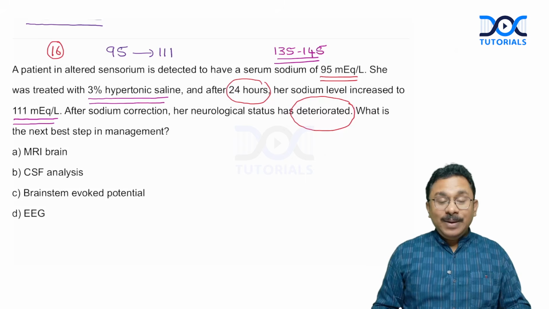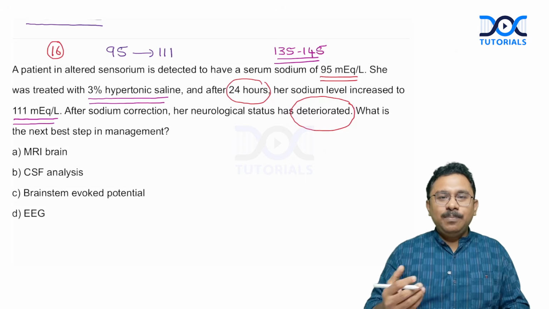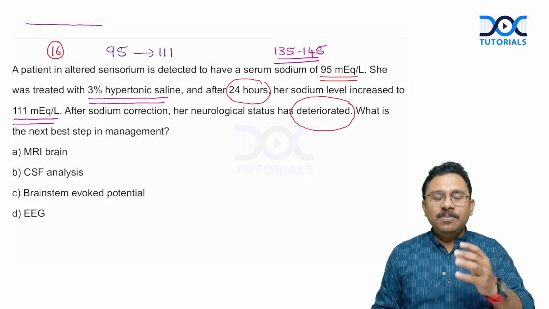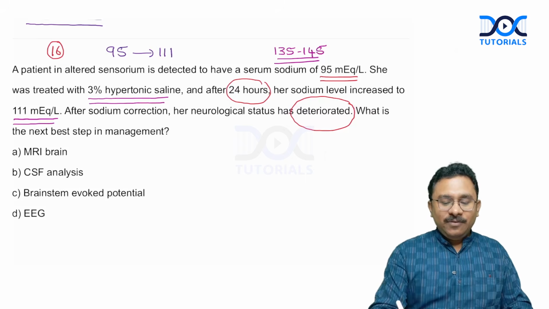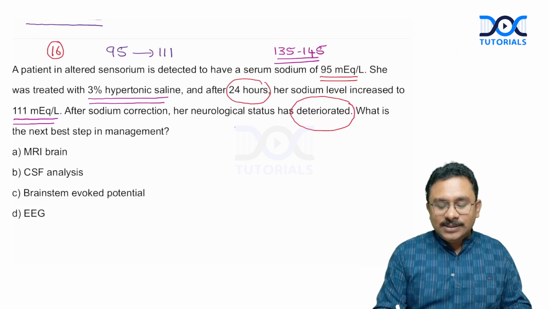Now, remember from my lectures, I've told you when there is too rapid correction of hyponatremia, this can result in some osmotic imbalance. And when an osmotic imbalance develops acutely, this can result in a syndrome that is known as ODS.